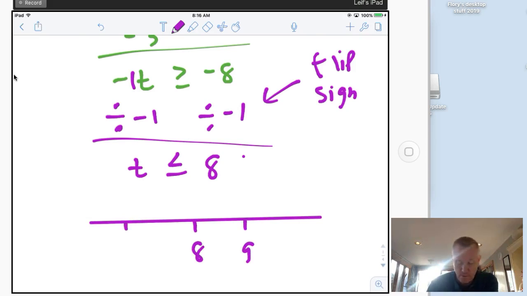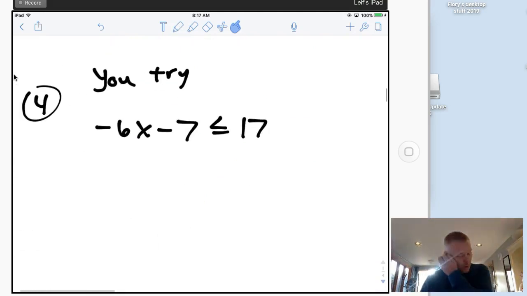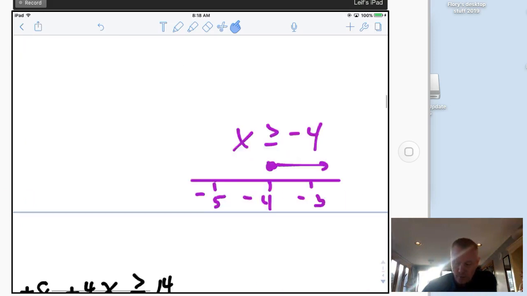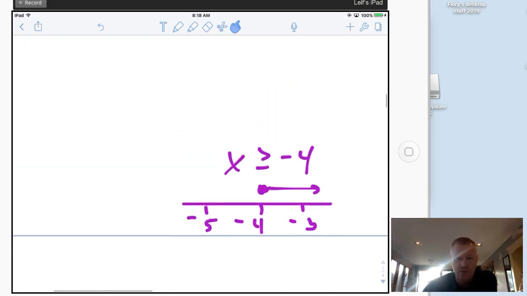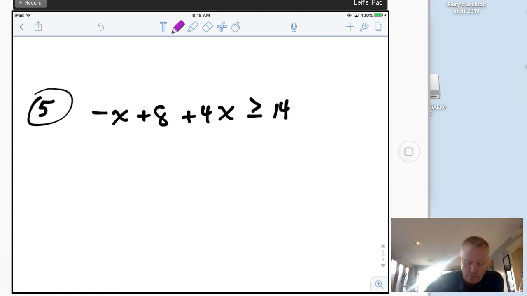Let's see, t is less than or equal to 8, which means it goes towards the 7, because that's a number that's less than 8. That's the answer. Okay, here's a you try. Why don't you do that one, see if you can get the answer. All right, so that's a you try, you do it. If you do it correctly, you should get this as your answer, okay?